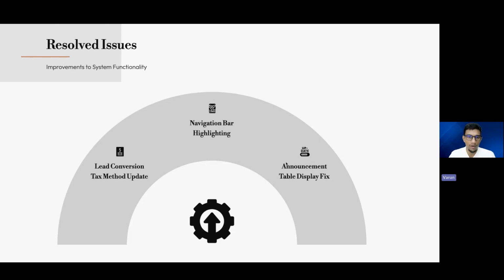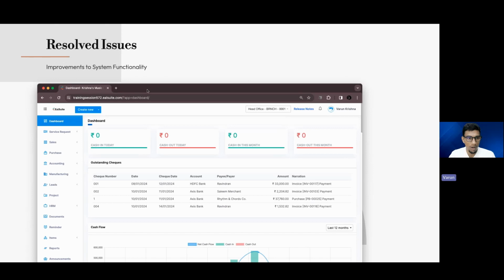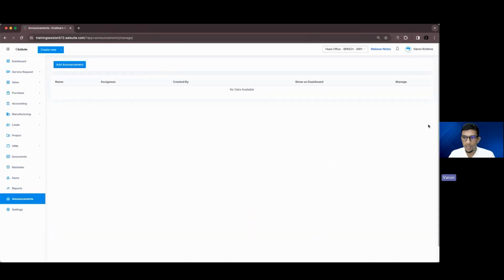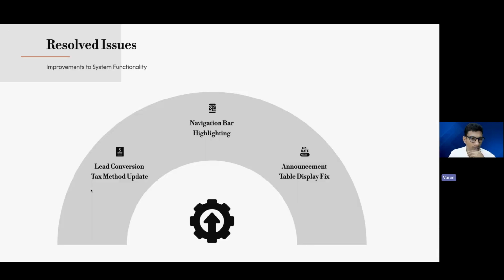And finally, the announcement table display fixed. It's very simple, I would say. Under the announcement section, this particular table was not like this when there was no data. Right now, you can see that "no data available" is the way in which the table has been presented. It is not a broken table when the data is not present. This is a proper table, even though there is no data present. Earlier, it was a broken table, and we have fixed that as well. So that's a very simple thing. Three different resolved issues: one related to lead conversion and your organization settings, one related to the UI, and one related to broken tables.